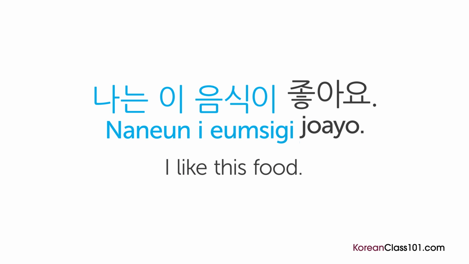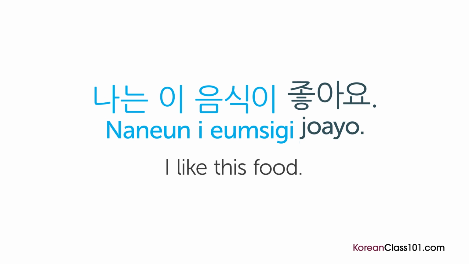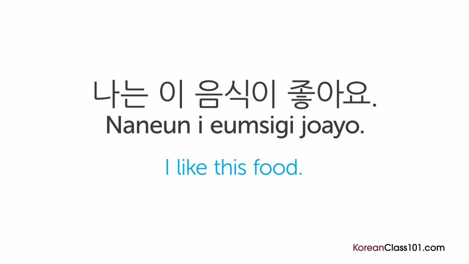Let's use 나는 이 음식이 좋아요 as an example. 나는 이 음식이 좋아요 means I like this food in Korean. In this sentence, 는 and 이 are the particles. But when you hear a native Korean speaker say this sentence, he or she will usually just say 나 이 음식 좋아요 without the particles. You don't need them to make the meaning of the sentence clear.